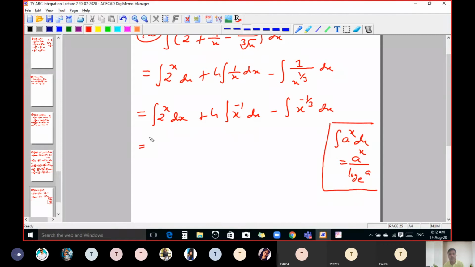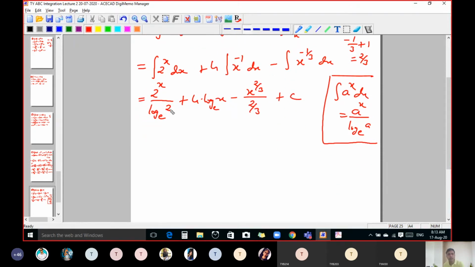So what is integration of 2 raised to x? The answer is 2 raised to x upon log 2 base e plus 4. It's x raised to minus 1, so the answer for that is log x base e minus. Now here minus 1 by 3, so minus 1 by 3 plus 1. So take 3 as the LCM. So we get minus 1 plus 3, which is 2, so 2 by 3. So here we get x raised to 2 by 3 upon 2 by 3 plus c.